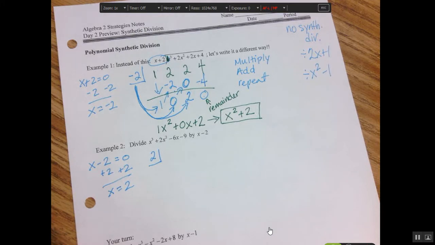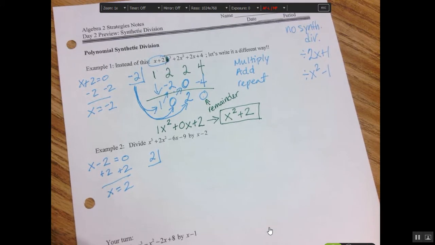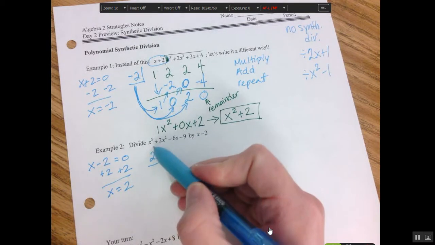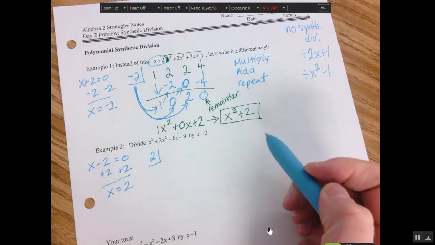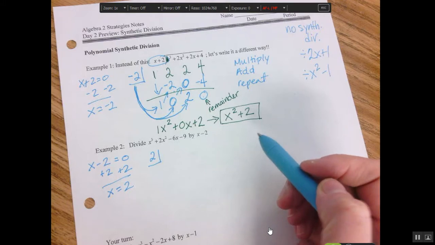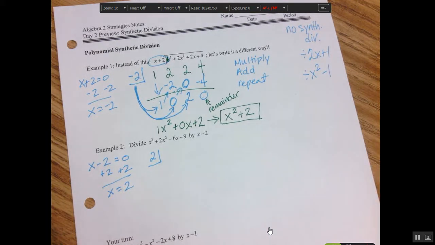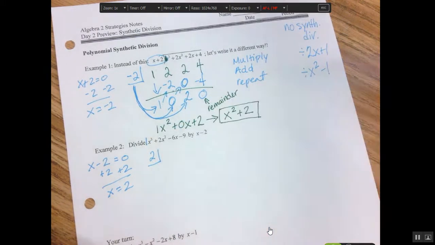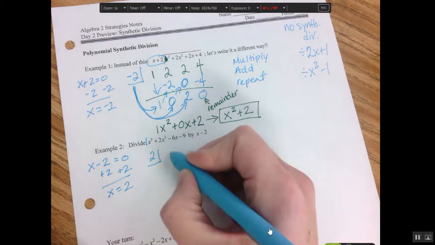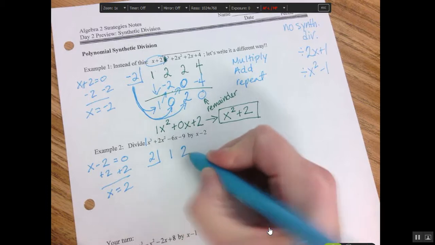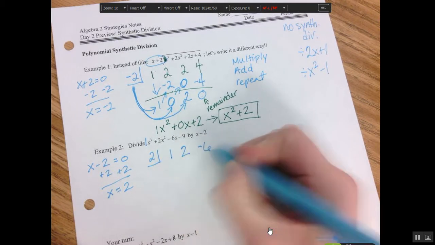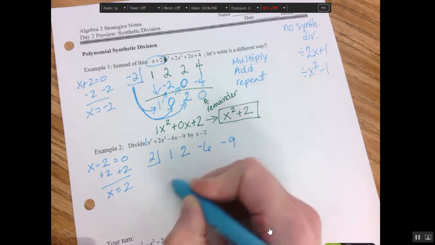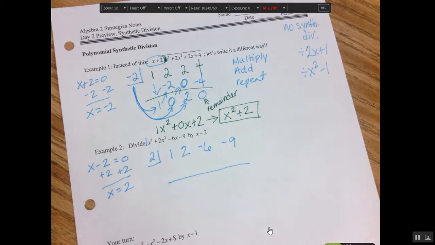Okay, so you can study that. And now we need the coefficients. There's no number in front of x to the third, so what number should I put there? We're going to put 1, because 1x to the third is the same as x to the third. Okay? So we got 1, 2, negative 6, and negative 9.